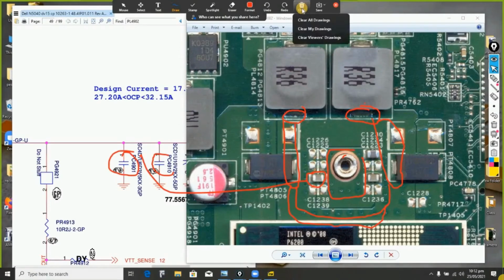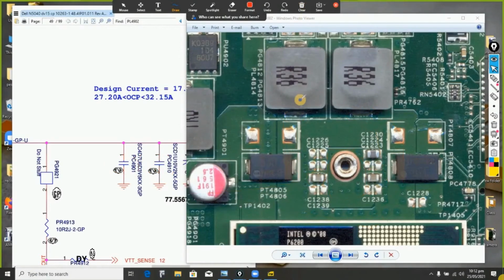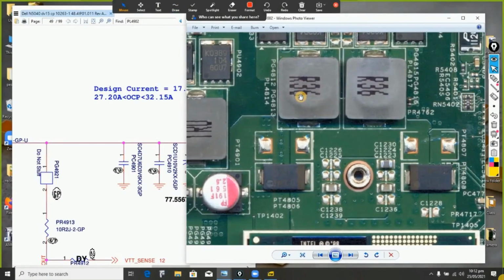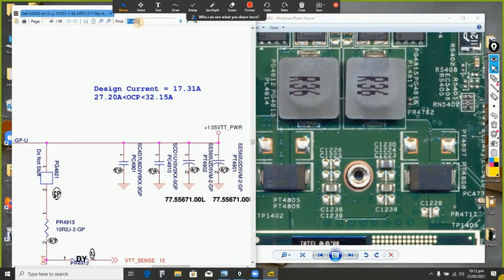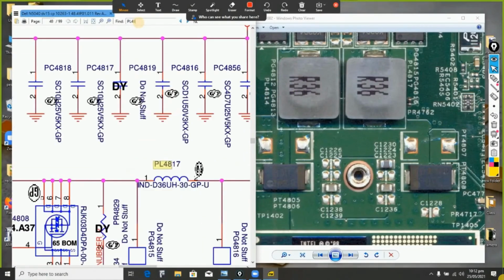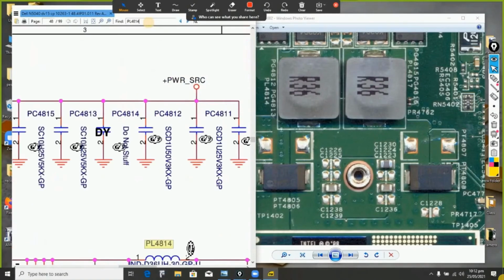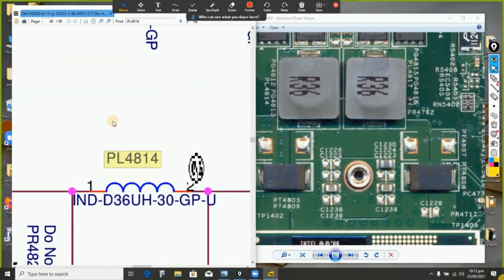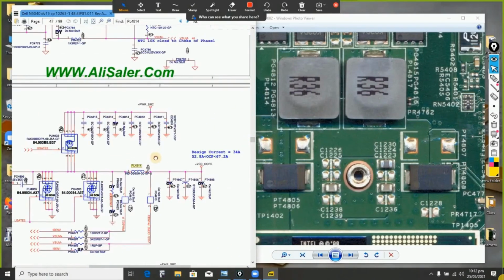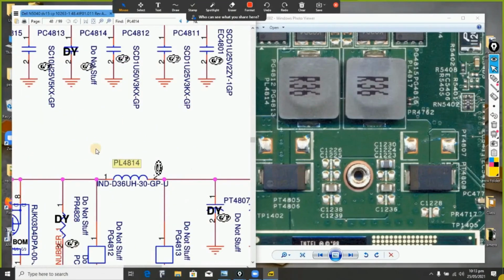So in a nutshell, what we are trying to explain here is, whenever we are talking about CPU, the current of the CPU is always high. That is why they use two coils for the CPU. So PL4813, if I come here, PL4814. This is 14, PL4814. And here, this is the coil here, PL4814. And this is the CPU core.